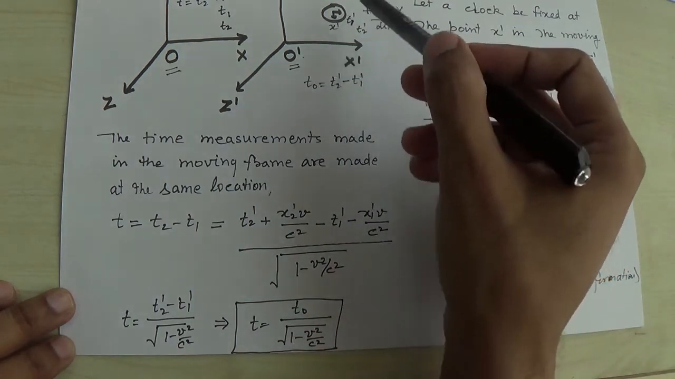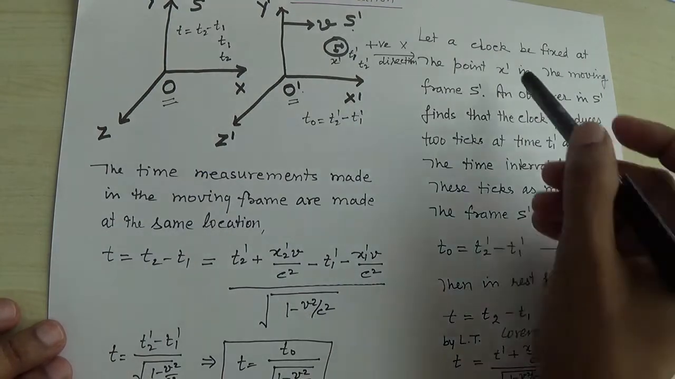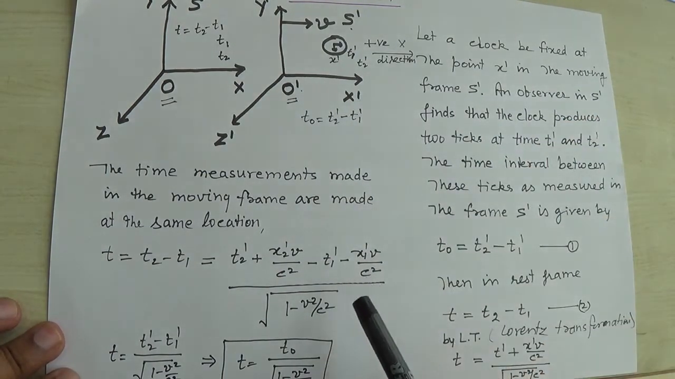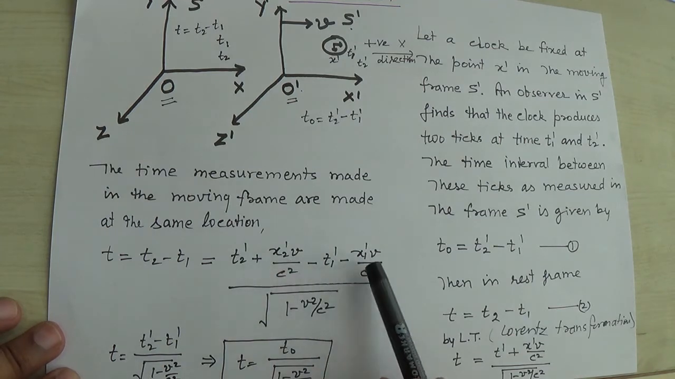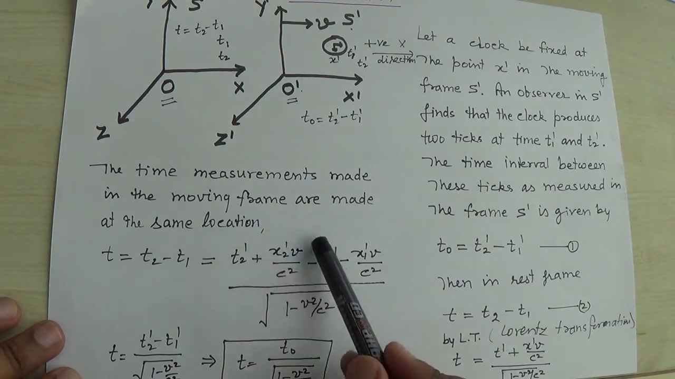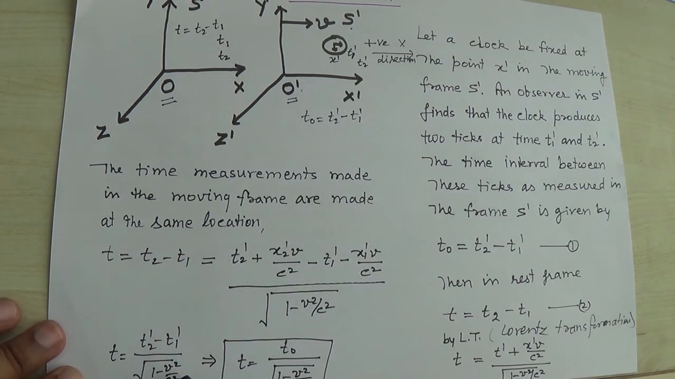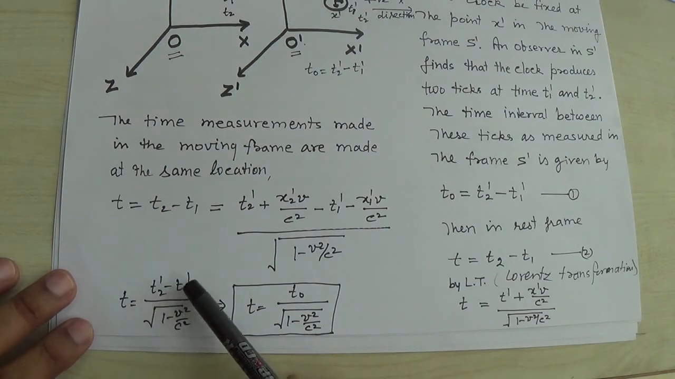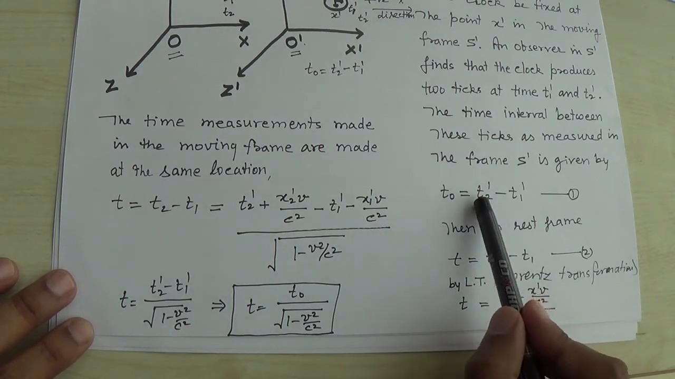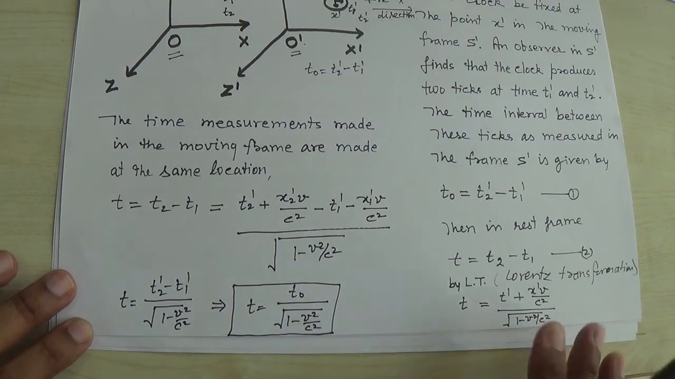Here we have already mentioned that this clock is kept at the x prime point. That means x2 prime is equal to x1 prime, so that is the same x prime. When I simplify it, the x prime v terms cancel out, and you get only this result: t is equal to T2 prime minus T1 prime upon square root 1 minus v square upon c square. And further, when you put the value of the time interval which we defined earlier, that is t naught, t is equal to t naught upon square root 1 minus v square upon c square.